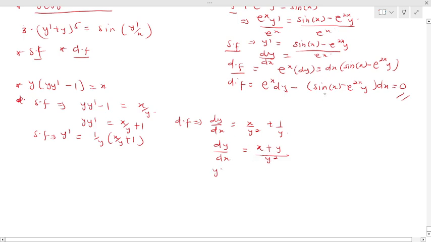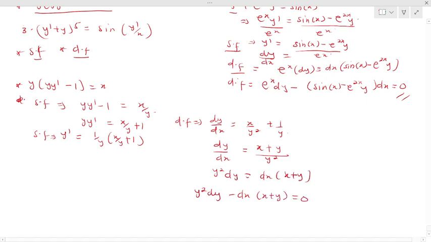So at this point, what do I do? I cross multiply to get y squared dy should be equal to dx multiplying x plus y. As simple as that. I only have to shift so that I get y squared dy minus dx multiplying x plus y all equals 0. And this gives me my differential form.